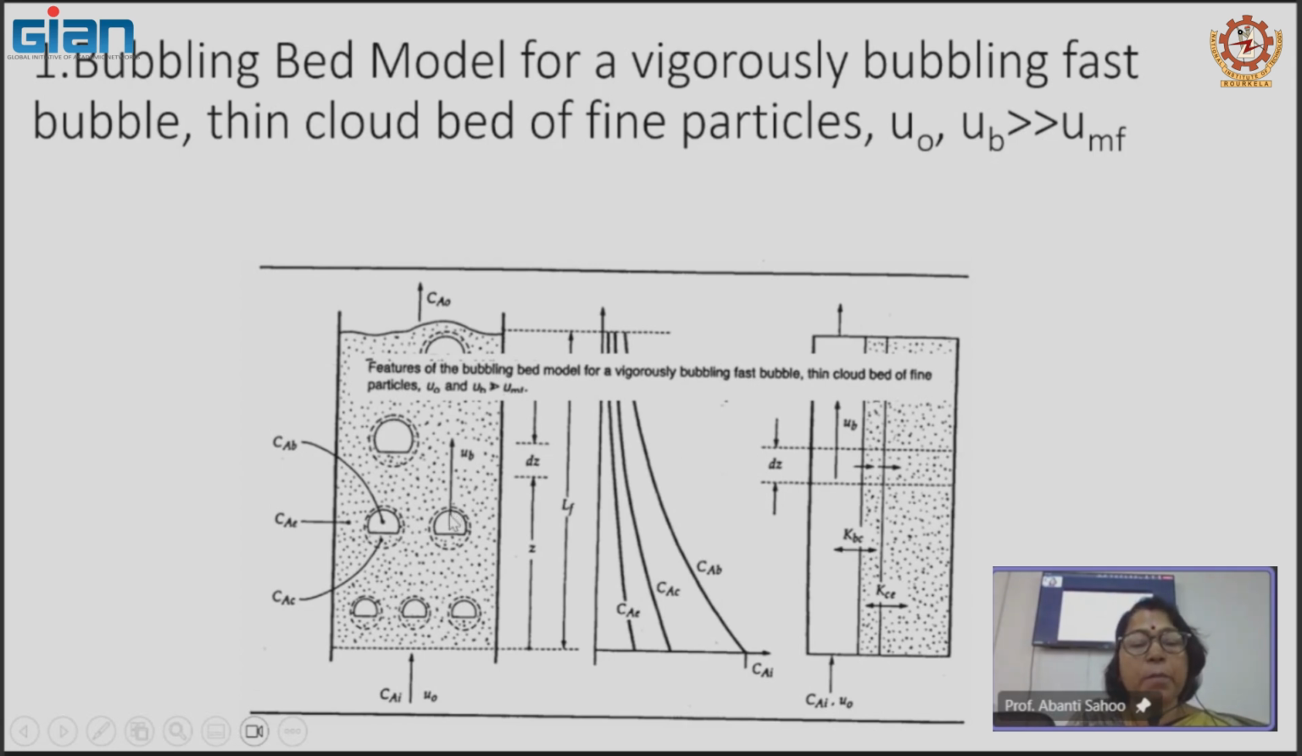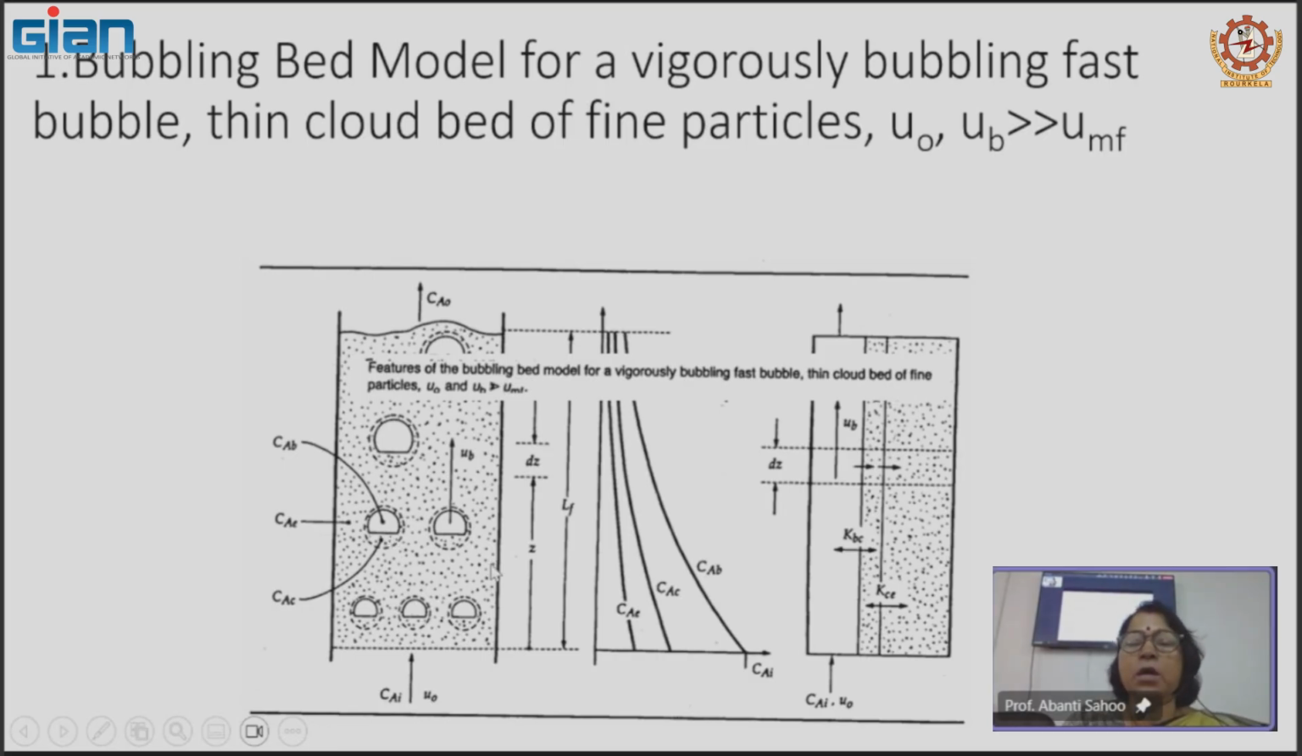So when the bubble is moving faster, the thin clouds on the top will be broken, and then it will be moving again, and another cloud will be forming, because it is continuously fluidized. On the upper region also some gas or gaseous reactant is already there. Here you can see, this is the cloud region, this is the emulsion that is in the bed, where the solid particles are getting fluidized throughout the bed, and this is the bubble.